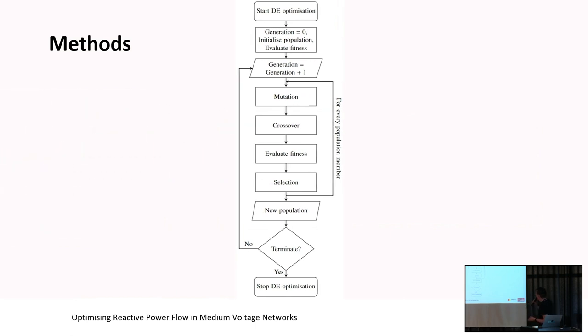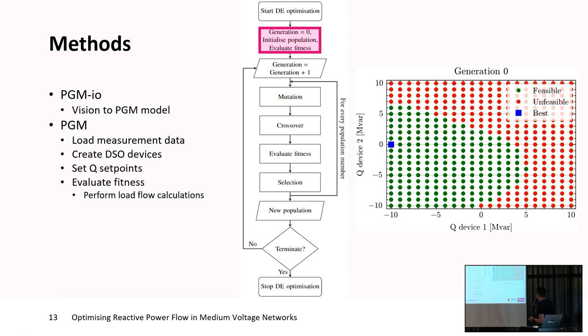Now the optimization is done. First of all, I have the vision model, which I showed, and that is converted to a power grid model using the power grid model I/O module. So that's done at the start of the optimization. Then the zeroth generation is generated. I first create the DSO devices, so the inductor bank, for example. That is what I do in code. So I first implement the vision model, and then I add inductor banks to two main buses. So I have that in my model, so I can use them. And of course, the customer generators are already there.